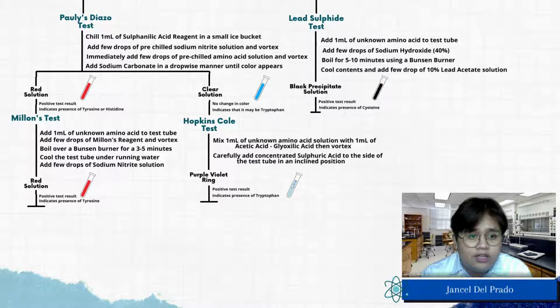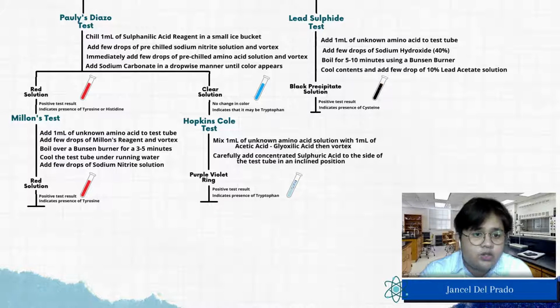Immediately after that, we then add a few drops of the unknown amino acid solution that also has been pre-chilled, and once again we mix it. Lastly, we would then add sodium carbonate into the test tube in a dropwise manner until color appears. A red solution after doing this test may indicate the presence of tyrosine or histidine.